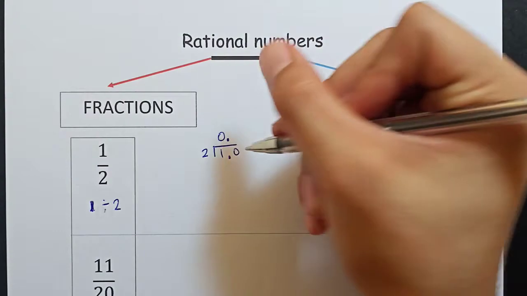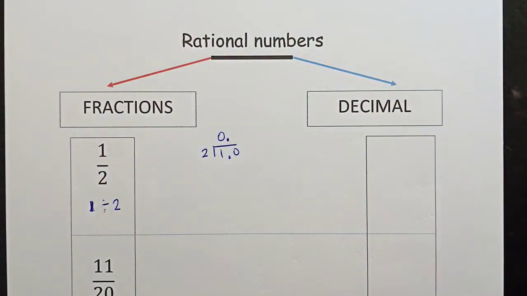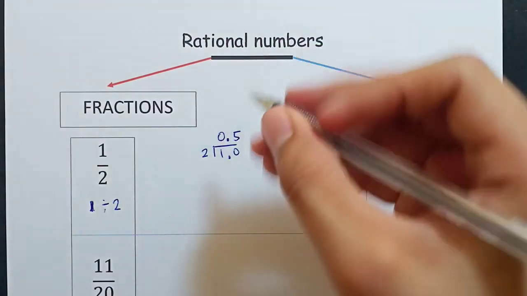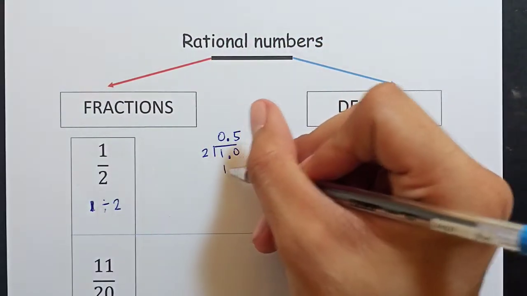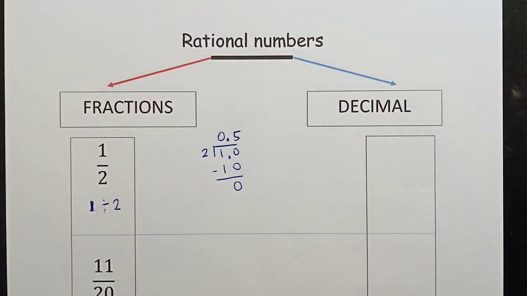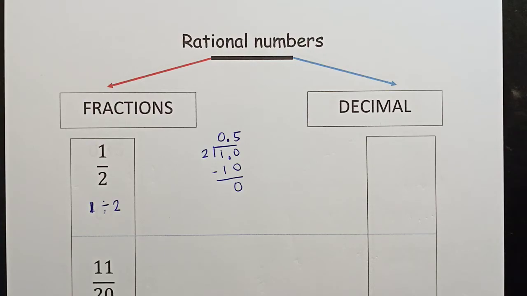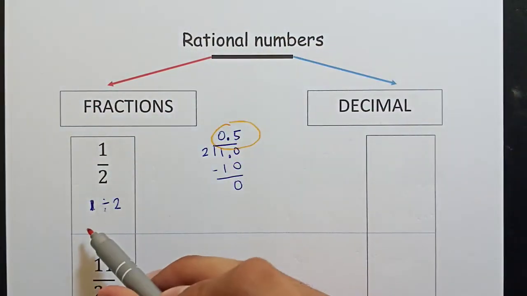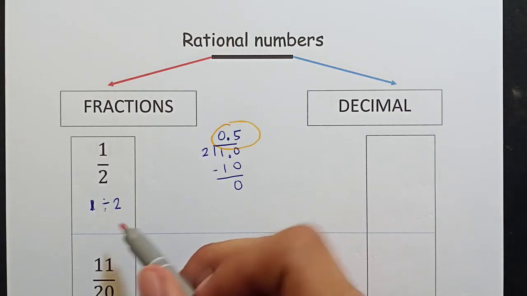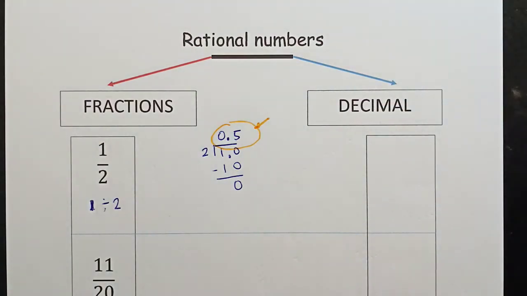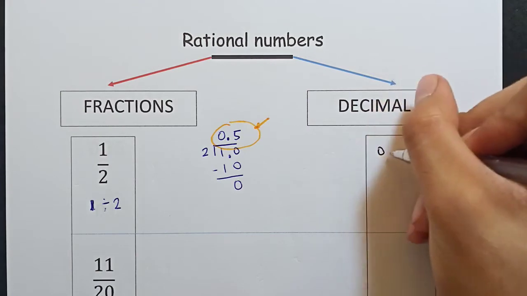Then we can add 0 and now we can proceed to division. 10 divided by 2 is 5. 5 times 2 is 10. Now subtract, 0, and that is the answer. Now this 0.5 is the answer from 1 divided by 2. And this is also the decimal form of our fraction. So the answer for this is 0.5.